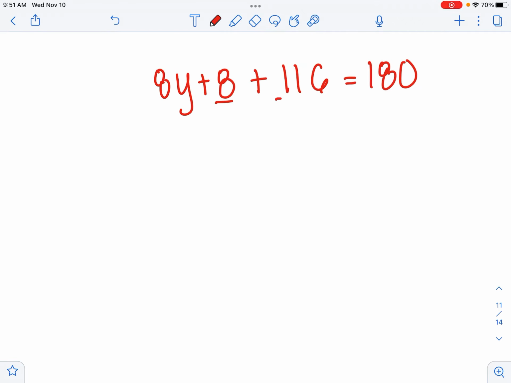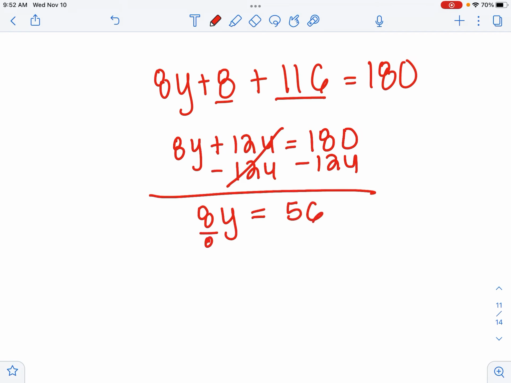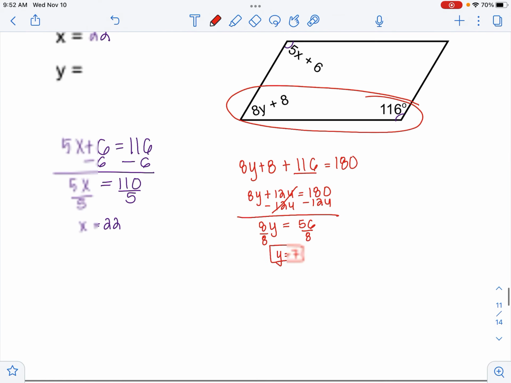All right, the left-hand side I'm going to combine like terms. So I have 8y plus 124 is equal to 180. I'm going to subtract 124 from both sides. I have 8y is equal to 56. And then divide both sides by 8. And I get y is 7. And I can add that to my list right here.